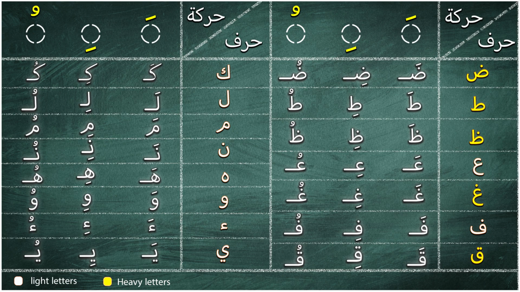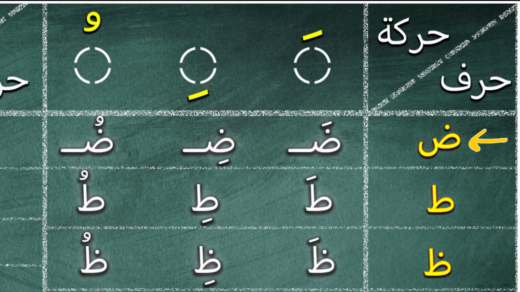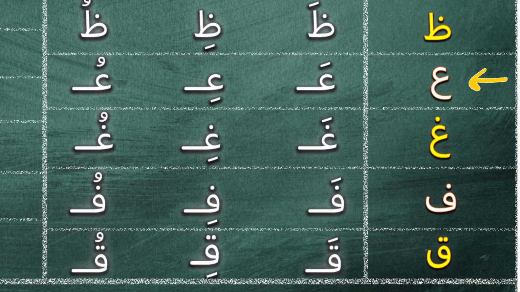Let's move to the next page, the rest of the Arabic alphabet, with the different three vowels that we learned. The first one of them is a heavy letter. Dad letter, we pronounce it with Fatha, da, and with Kasra, di, and with Damma, du. Next one is heavy also. Ta letter: ta, ti, tu. Za letter: za, zi, zu. Ain letter: a, i, u.